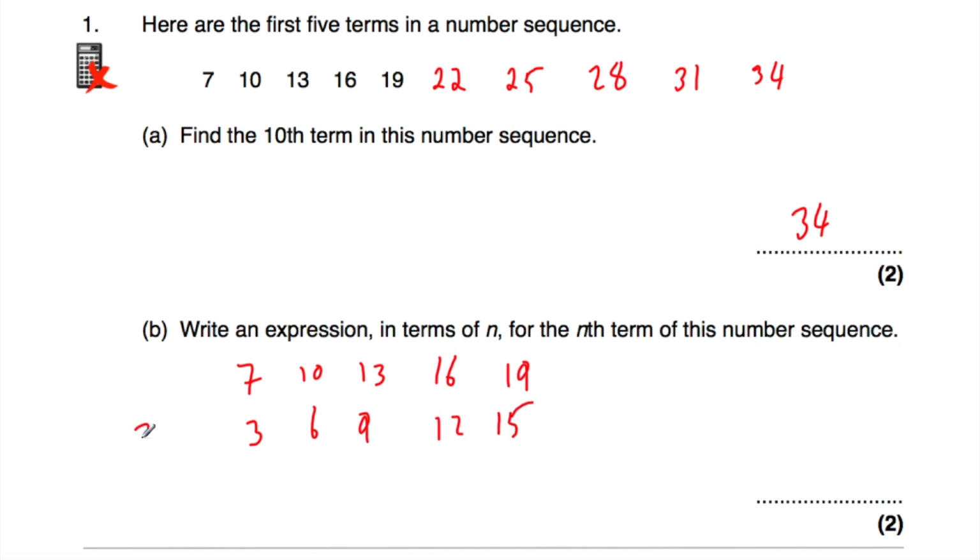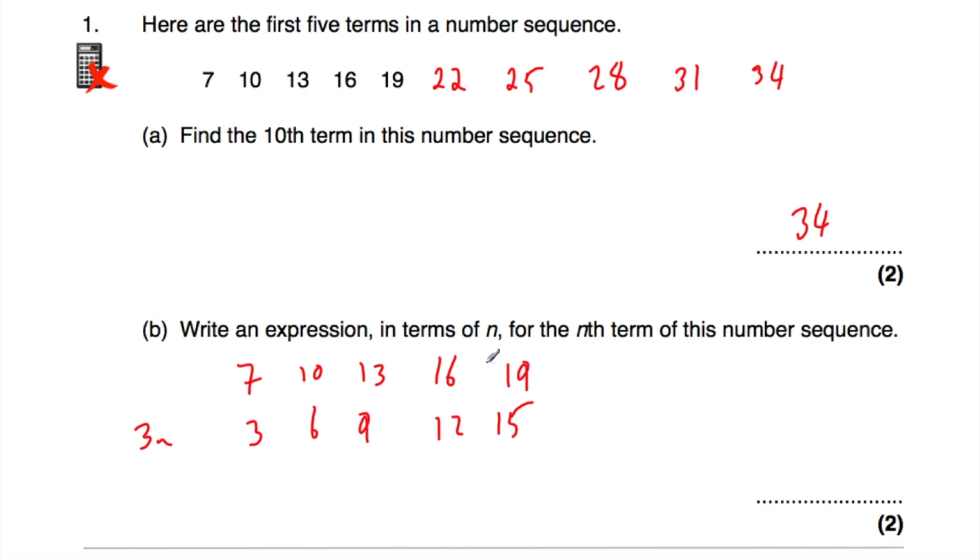And we're going to call that 3n because 3 times 1 is 3, 3 times 2 is 6, 3 times 3 is 9 and so on. So 3n is the 3 times tables, those multiples of 3: 3, 6, 9, 12, 15. Now we want to find the nth term not of 3, 6, 9, 12, 15, but of this sequence, which was 7, 10, 13, 16 and 19.